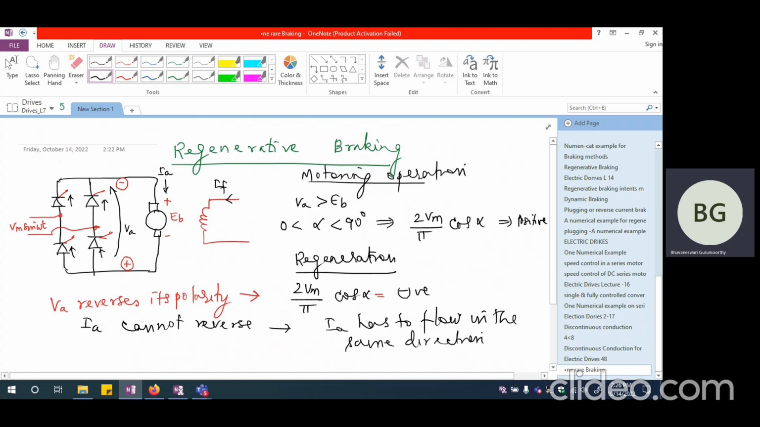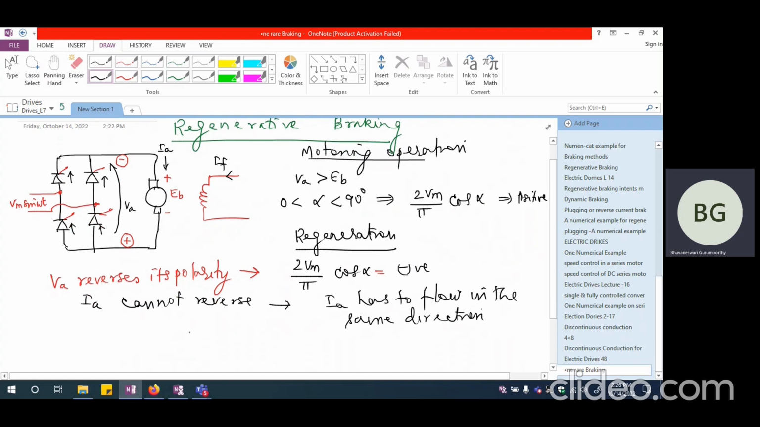So is there a way that we would be able to feed back VA times IA? Can this be fed back to single phase mains? Only then we can call it regeneration.